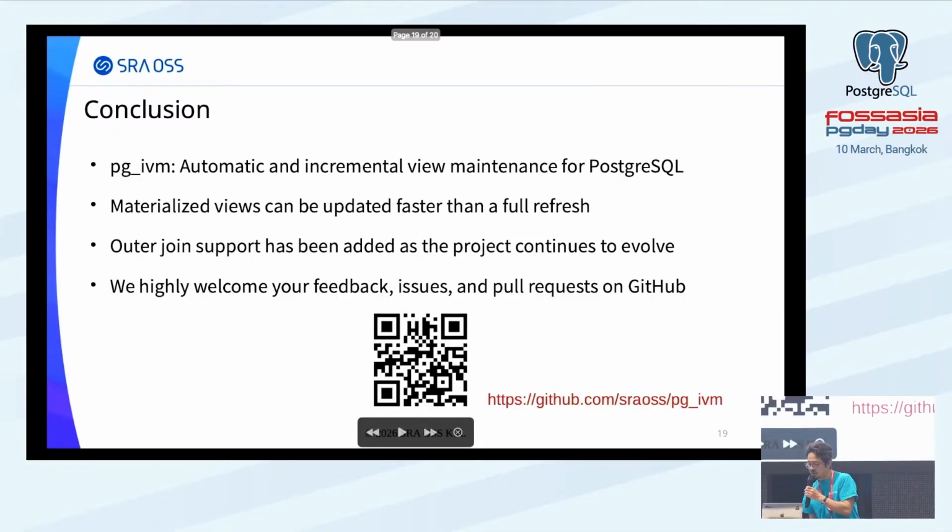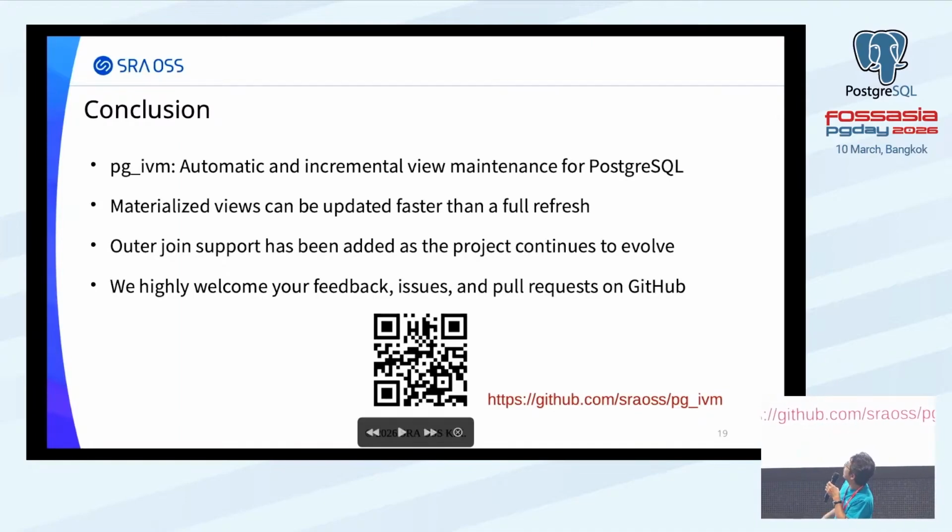So PGIVM is an extension for automatic and incremental view maintenance, it is faster than full refresh, and outer join is supported. And this is open source, so we welcome your feedback.